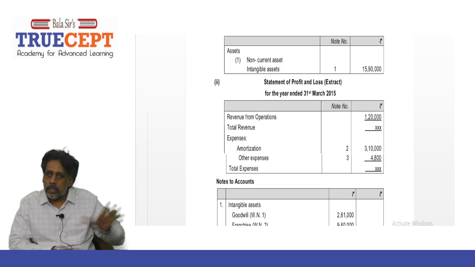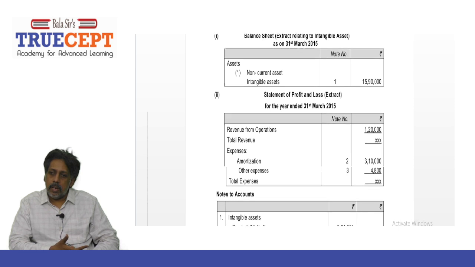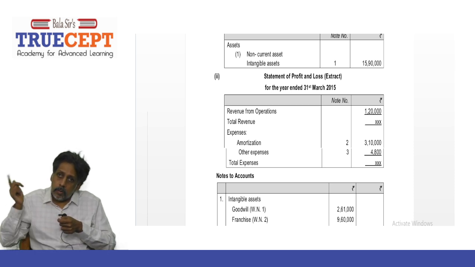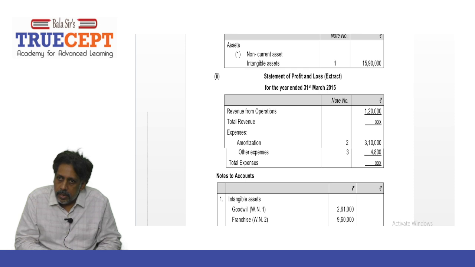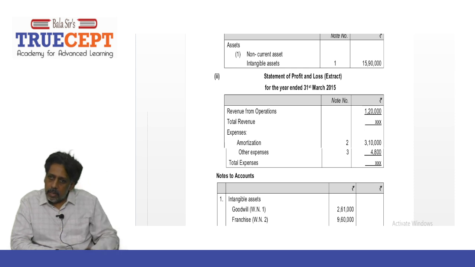Now let's go through the balance sheet extract. Balance sheet extract relating to intangible assets: under non-current assets, under intangible assets, note number 1, 15,90,000 rupees, and that is all. Now we go to the statement of P&L. Under revenue, revenue from operations 1,20,000. The total we don't know, leave it, XXX. Then expenses: amortization, note number 2, 3,10,000. Other expense, note number 3, 4,800, and that's it.